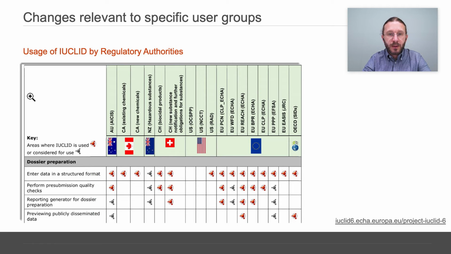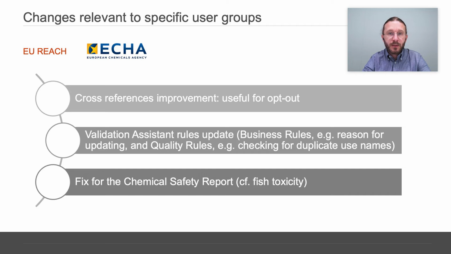IUCLID is used worldwide by many countries in order to manage information on chemicals. For example, in Australia, in US, or in Europe. And you can see in this matrix the type of use that is made of the application by different authorities managing different regulations. In the next slides, I will give you some key information about relevant changes that are important for specific users in this release that we have done in October 2022.